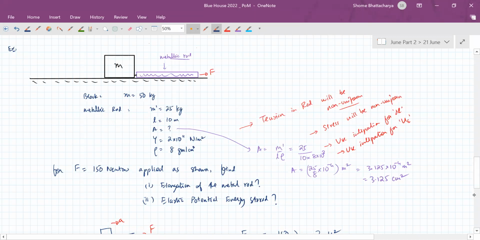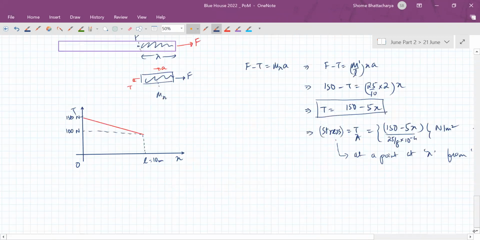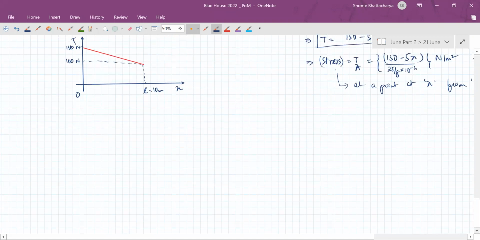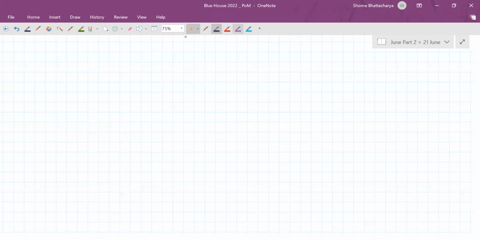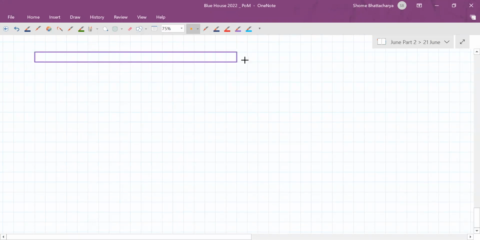Okay, so this part is done. Now let's come to the calculation of the strain as well as the potential energy. We'll do both the calculations by analysis of a differential element and then integration.